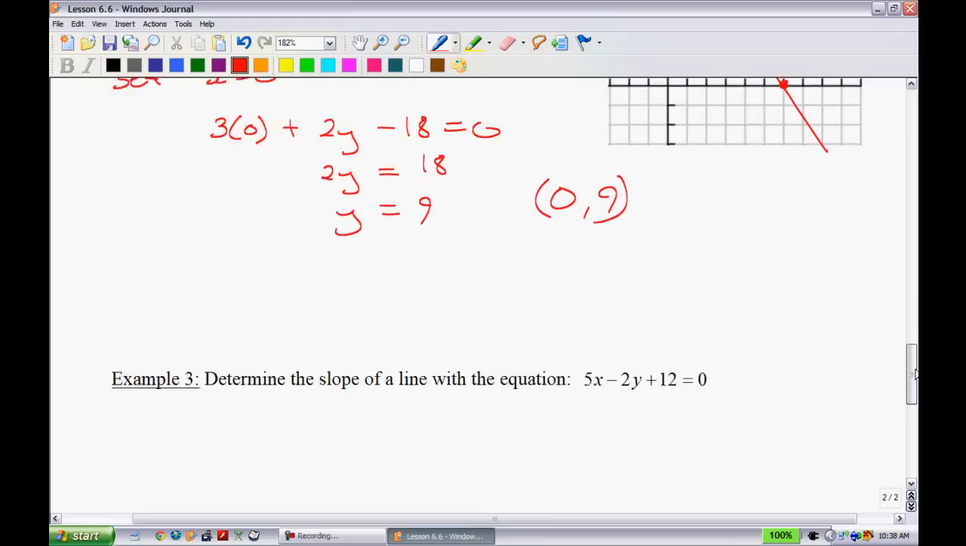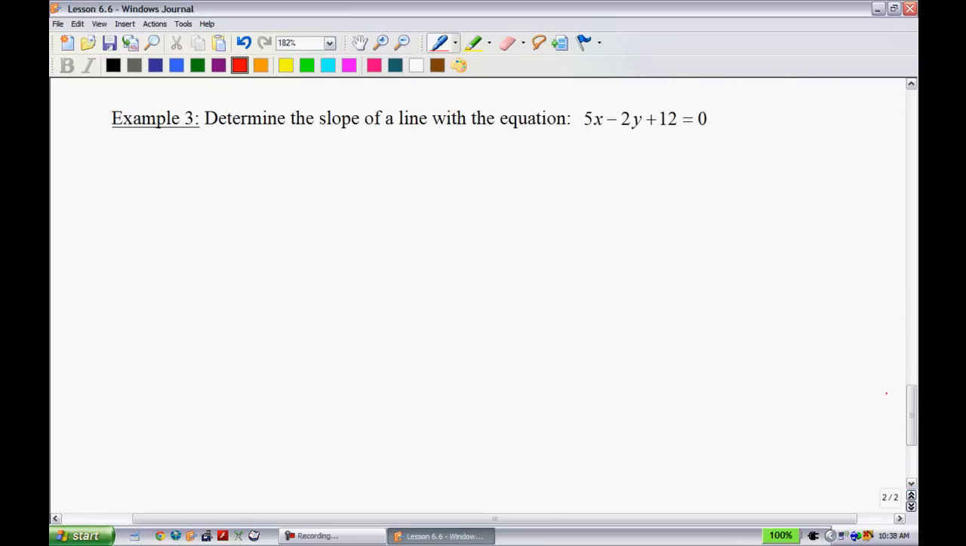Okay. Lastly, example 3, another relatively short lesson. Determine the slope of a line with this equation. So what they want you to do is they want you to easily find the slope. Well, if you think of it, there's two equations that you could try and put this into. You could put it into the slope point form of a graph, or you could put it in the slope intercept form. I'm kind of a fan of putting it into y equals mx plus b. I think students usually find it a little bit easier, so that's what we're going to try to do here.